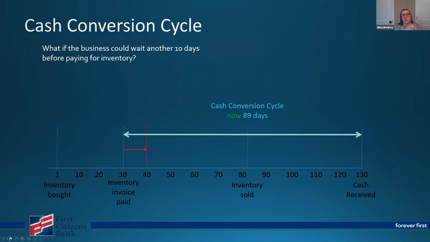And so then what if, we'll go to the next slide. What if you could speed up the customer's payment and maybe collect 5 days faster? So now you have shortened your cash conversion cycle to 84 days. So you want to pay slow and receive quickly to help with that cash flow management for your business.